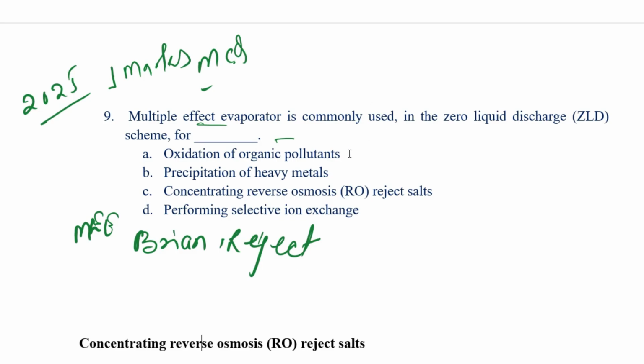It is not doing this one, and it is not responsible for precipitation, and it is not performing any selective ion exchange. It means it is concentrating reverse osmosis reject, to reject salt. So the correct answer is option number C.